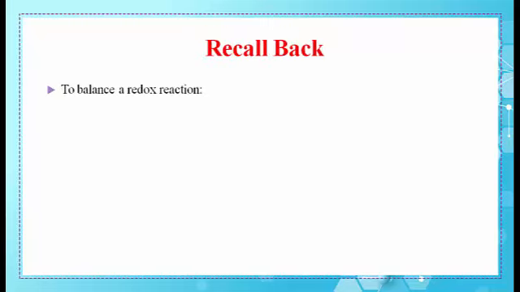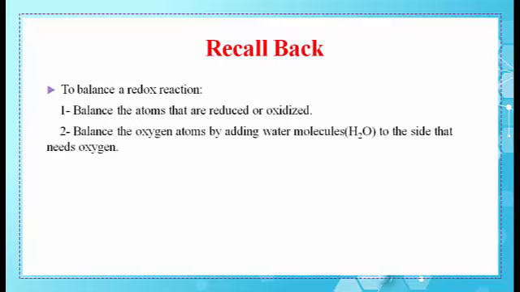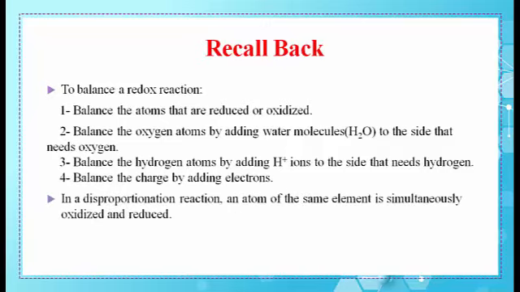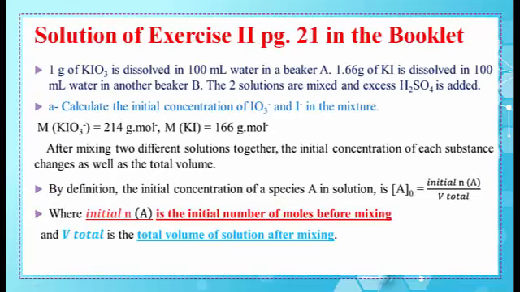Let's recall back. First, in order to balance a redox reaction, balance the atoms that are reduced or oxidized. Then balance the oxygen atoms by adding water molecules H2O to the side that needs oxygen. Balance the hydrogen atoms by adding H+ ions to the side that needs hydrogen. And then balance the charge by adding electrons. In a disproportionation reaction, an atom of the same element is simultaneously, at the same time, oxidized and reduced.